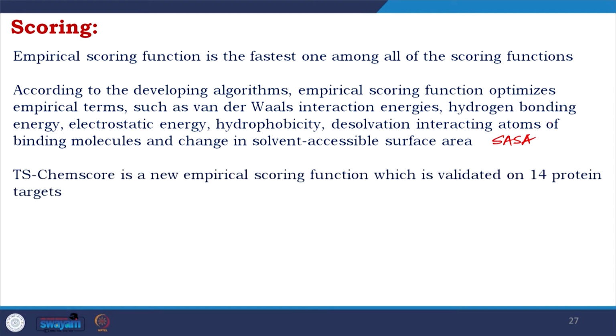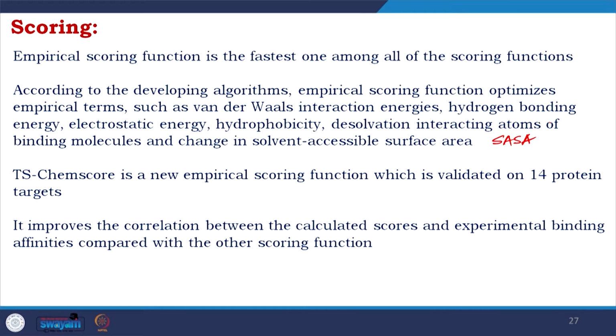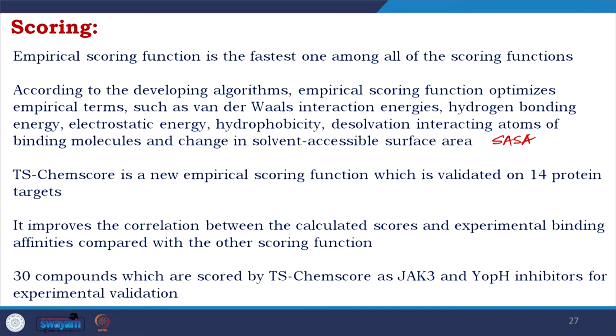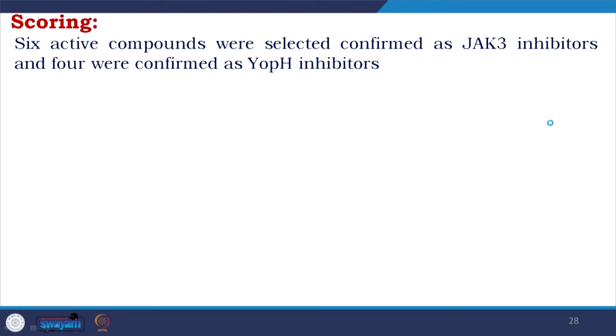TS Chem score is a new empirical scoring function which is validated on 14 protein targets. It improves the correlation between the calculated scores and experimental binding affinities compared with the other scoring functions. 30 compounds were scored by TS Chem score as JAK3 and YOPH inhibitors for experimental validation. 6 active compounds were selected and confirmed as JAK3 inhibitors, and 4 were confirmed as YOPH inhibitors.